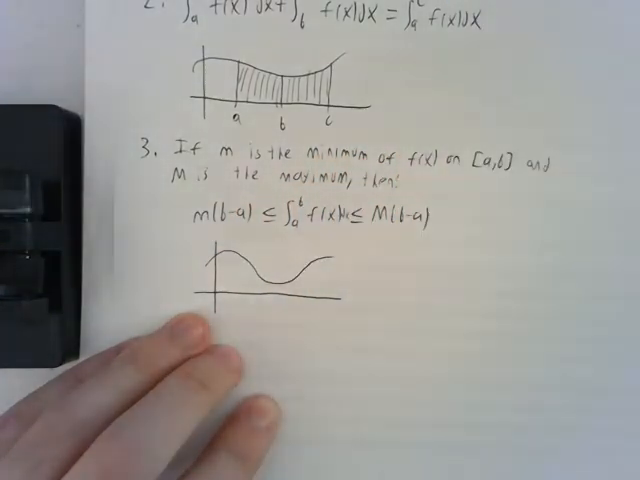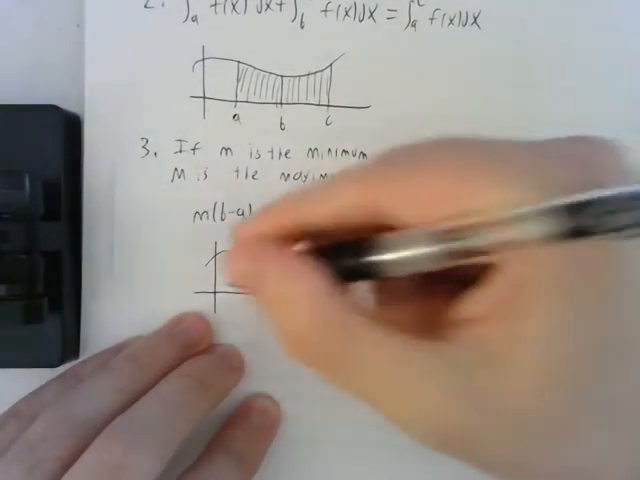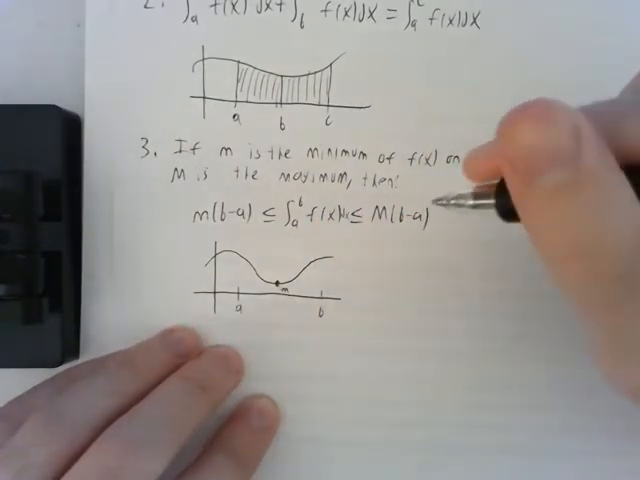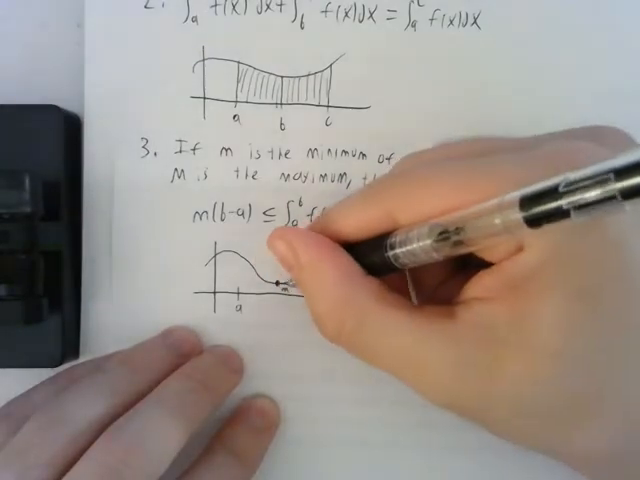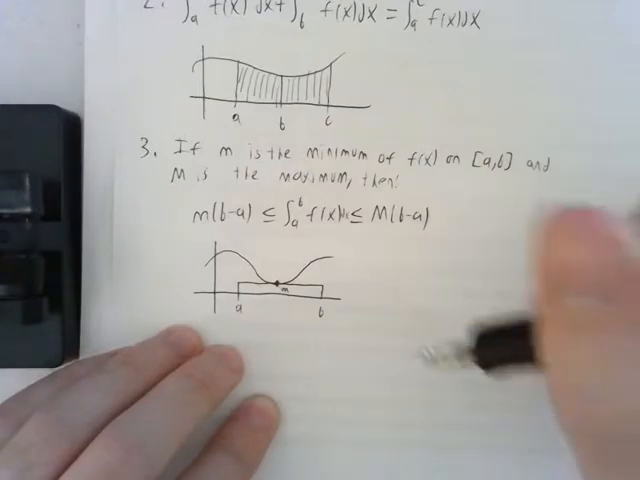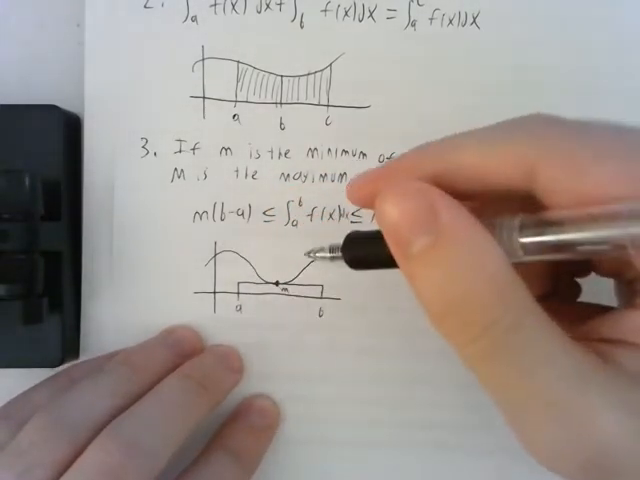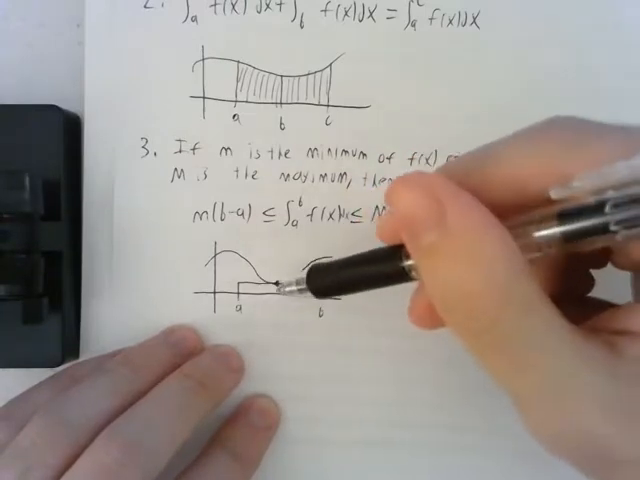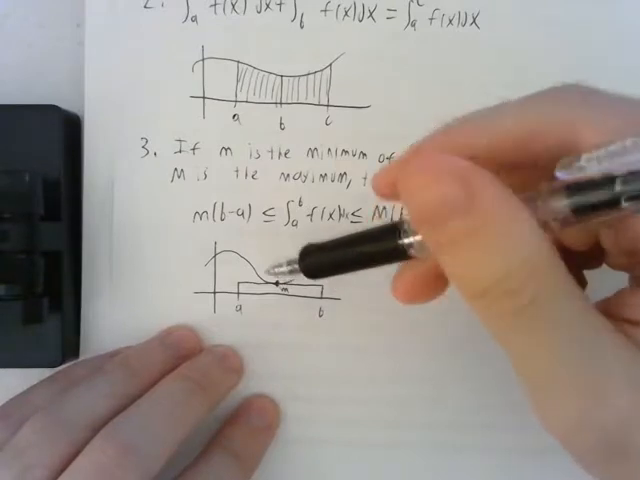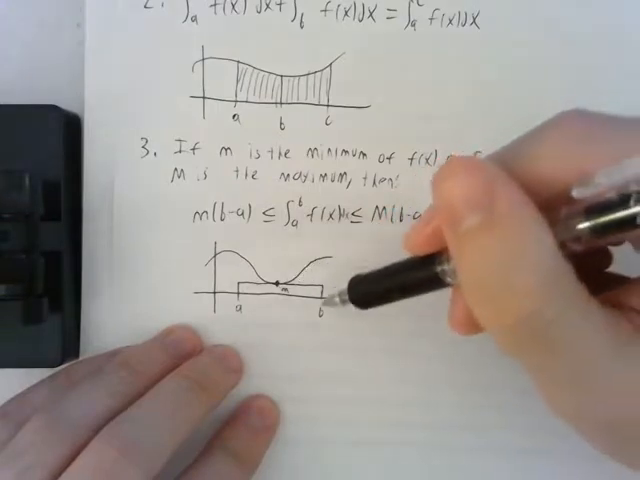If I have some function like this, then little m is here. So what this is saying is that if I make a rectangle with width of b minus a and height of little m, that's an approximation to the total area under this curve, so it's an approximation to the integral, but it's always going to be an underestimate since the height of our rectangle was the smallest value the function could take, so everywhere the function is going to be bigger than that, so the rectangle is always below the graph.